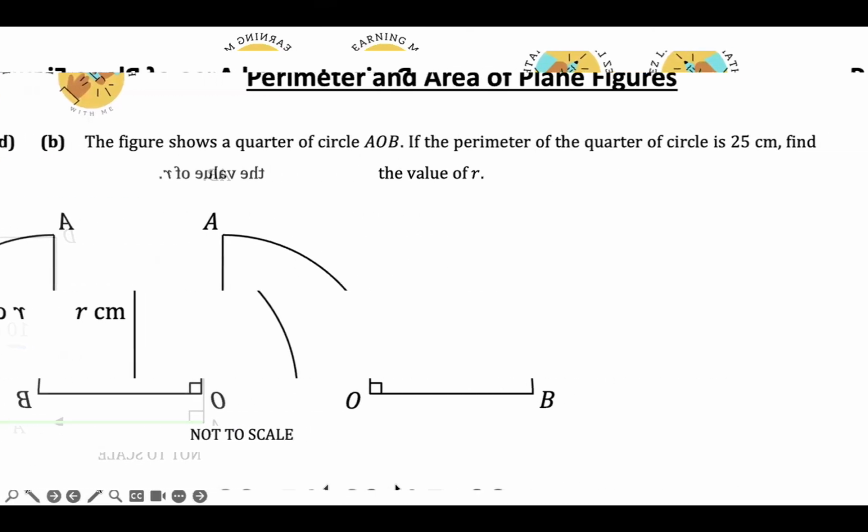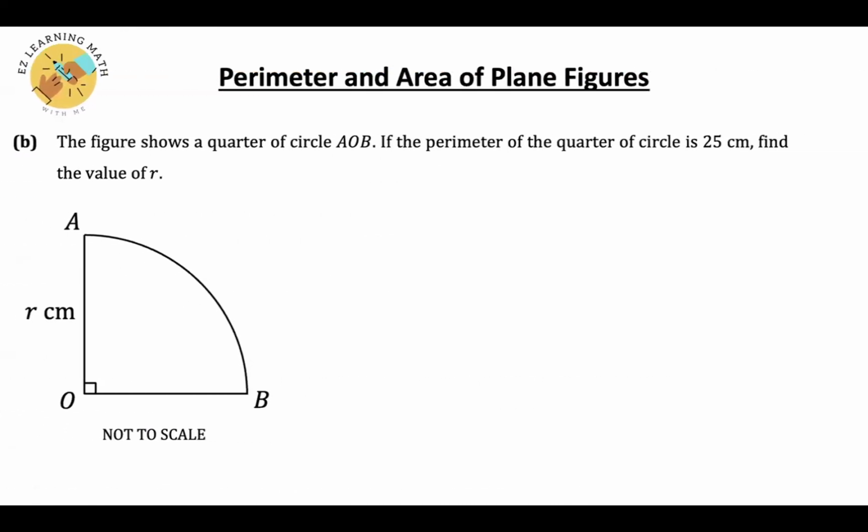Now let's solve question number 1b. The figure shows a quarter of circle AOB. If the perimeter of the quarter of circle is 25 centimeters, find the value of R. First, let's write the given information. From the question, we know that the perimeter of the quarter of circle is 25 centimeters.